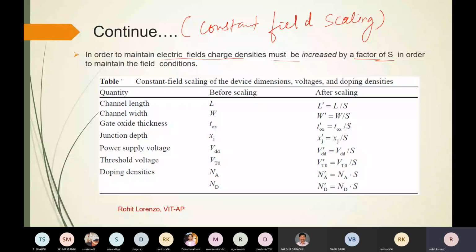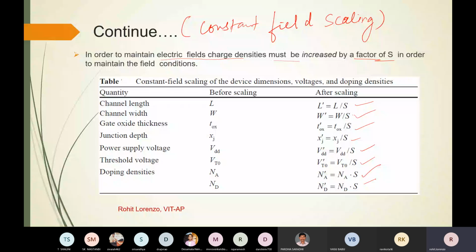Length will scale down from L to L by S, and width from W to W by S. Oxide thickness and junction depth are scaled too. VDD, the supply voltage, is also scaled down, since we are studying under supply voltage scaling. Threshold voltage is also scaled down, and Na and Nd are multiplied. We have to increase the charge density to maintain the electric field.